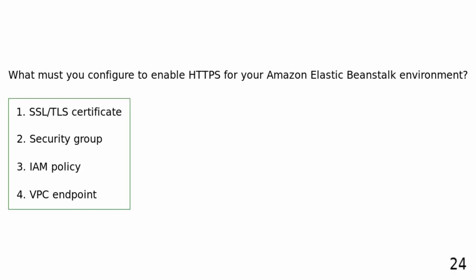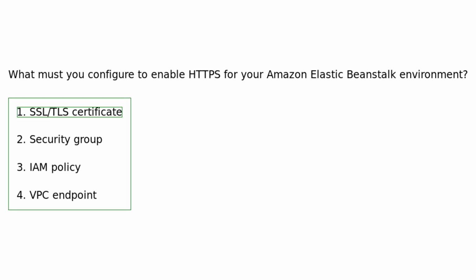What must you configure to enable HTTPS for your Amazon Elastic Beanstalk environment? SSL/TLS certificate. Security group. IAM policy. VPC endpoint. To enable HTTPS, you need to configure an SSL/TLS certificate for your Elastic Beanstalk environment.